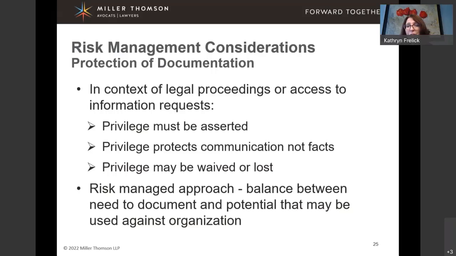Privilege can also be waived or lost at times inadvertently. So it's really important to ensure that where you are asserting privilege over a document, that document is being tightly controlled, that it's not being shared widely within the organization, and that it's not being provided to external parties, which would result in that privilege being waived.